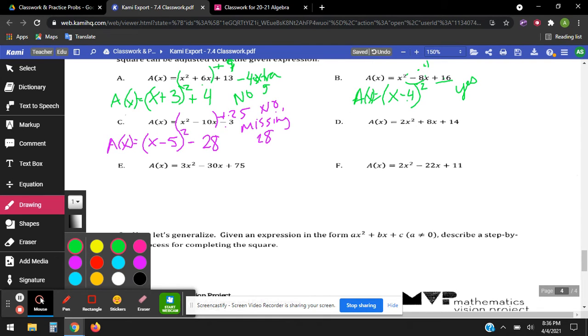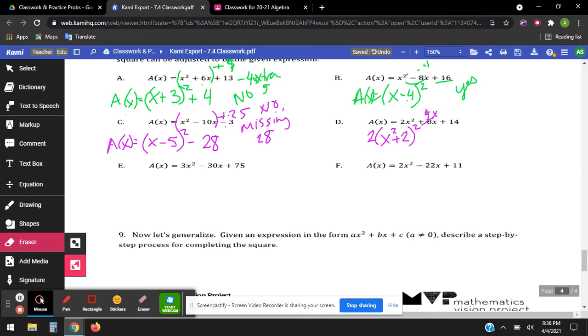Okay, back to purple. All right, so this one, we have to undistribute that 2. So 2 times x squared plus 4x. Okay, so half of 4 is 2. Oh, I don't need the squared inside there. Okay, so just worrying about this part here. I undistributed the 2. I have 4. Half of 4 is 2.